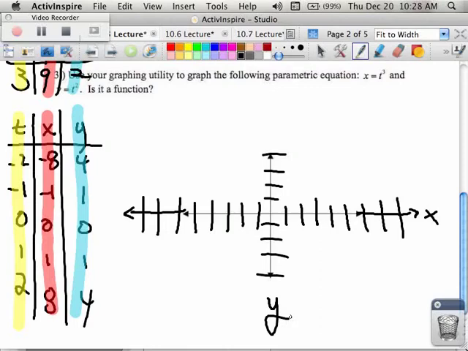When I plot the points, I only look at the red and the blue columns because those are my coordinates. The t is only so I could get those. So I plot -8, 4. Then I plot -1, 1. And then I plot 0, 0. And then I plot 1, 1. And then I plot 8, 4.